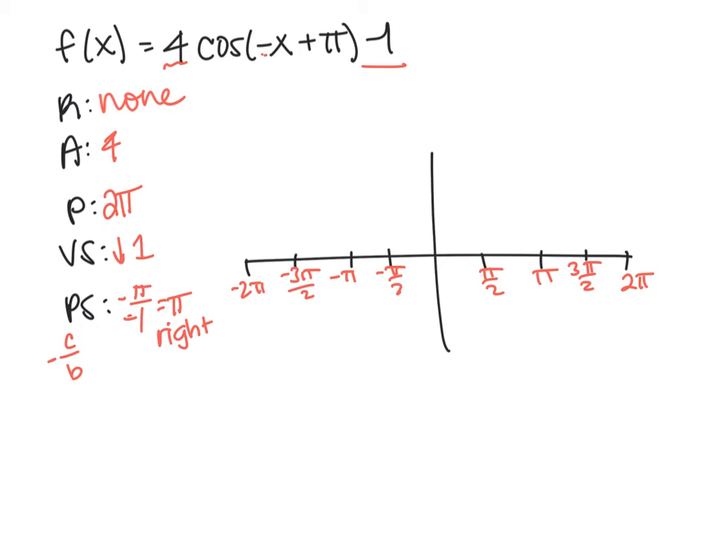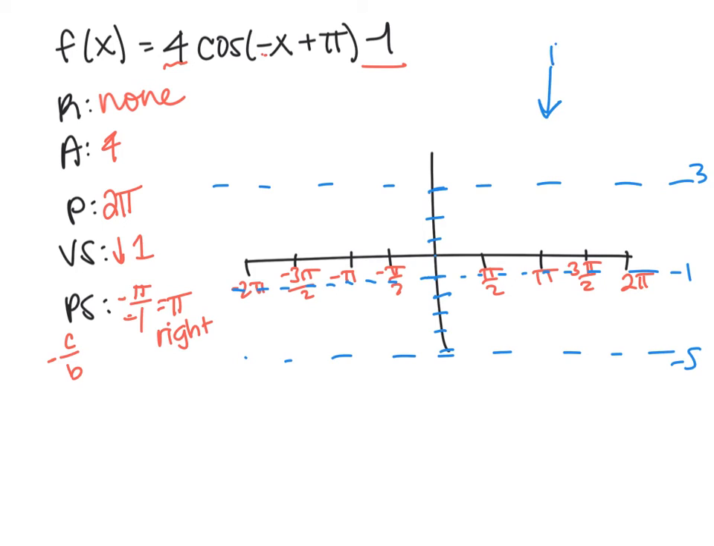Okay, our vertical shift is down 1, so the new center of our graph will be at -1. With an amplitude of 4, the top of the graph will be 1, 2, 3, 4, up at 3. The bottom of our graph, 1, 2, 3, 4, down at -5. And then lastly, our phase shift, we are moving pi to the right. So the starting point will be at pi.